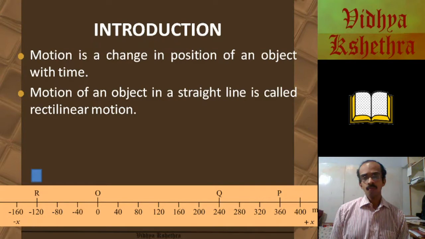Now the car goes to the point R. In this case, the total path length is 360 plus 120 plus 120, that is 240 plus 360, which will be 600. While the displacement from Q to R is minus 120 minus 240, which is minus 360.